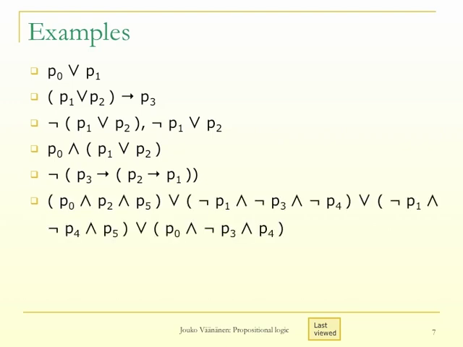Here is a disjunction of four formulas. (P0 and P2 and P5), or (not P1 and not P3 and not P4), or (not P1 and not P4 and P5), or (P0 and not P3 and P4).